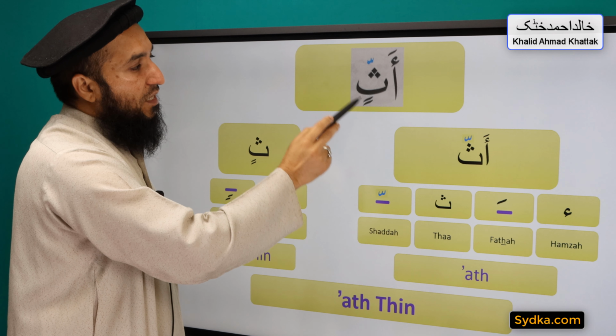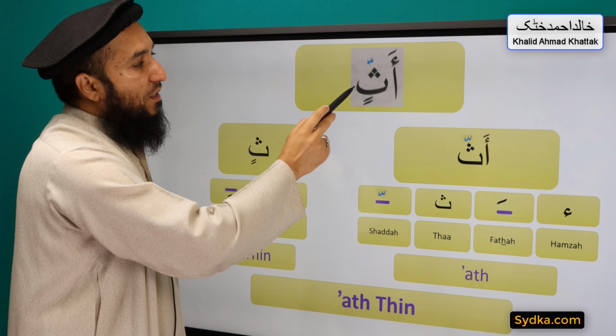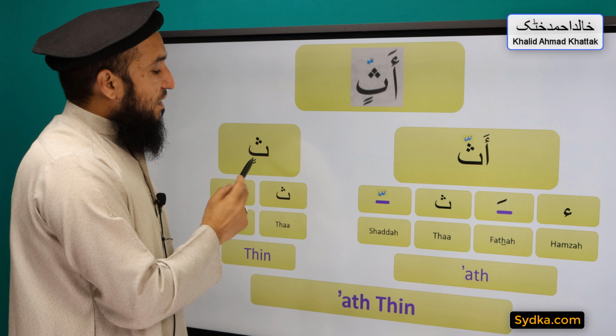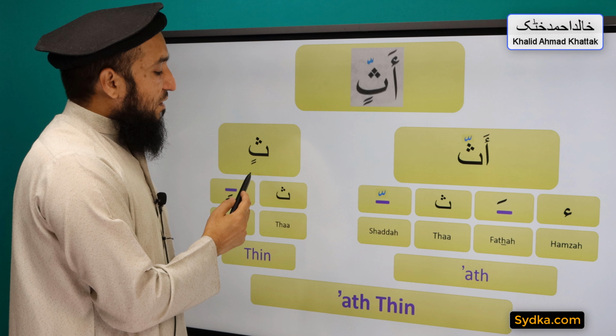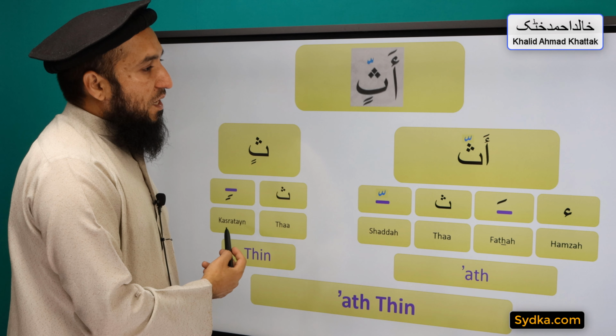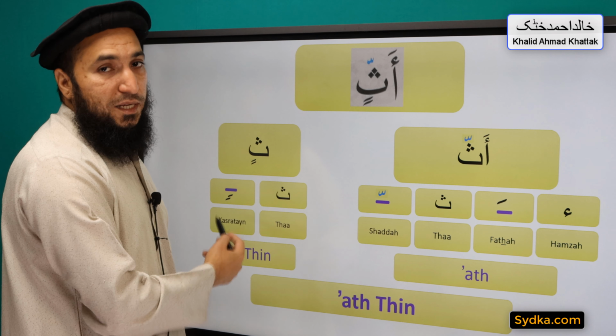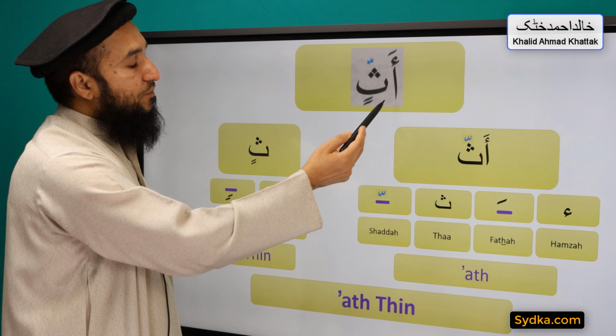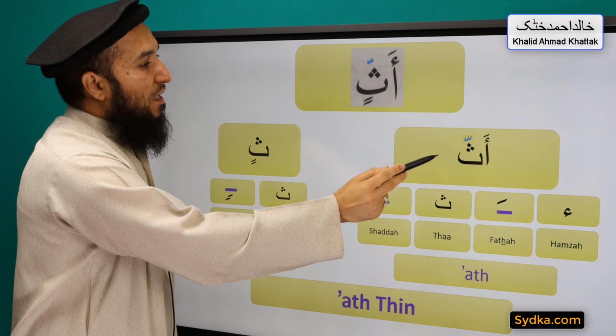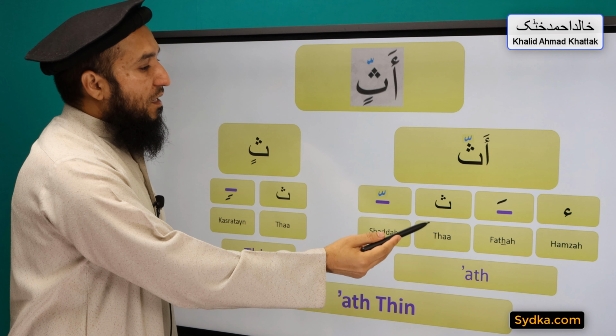Tha is a light letter, it has kasratain underneath. Tha kasratain thin. Combining both syllables together we have athin, athin, athin, athin.